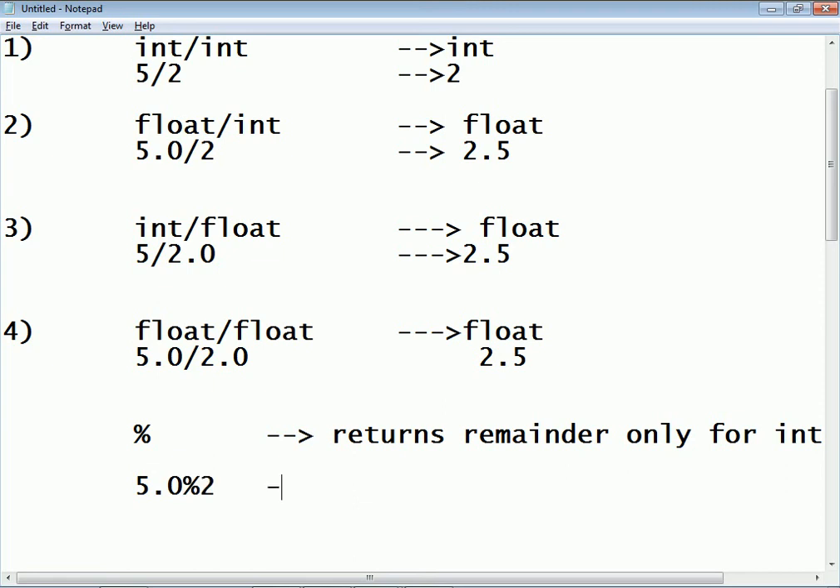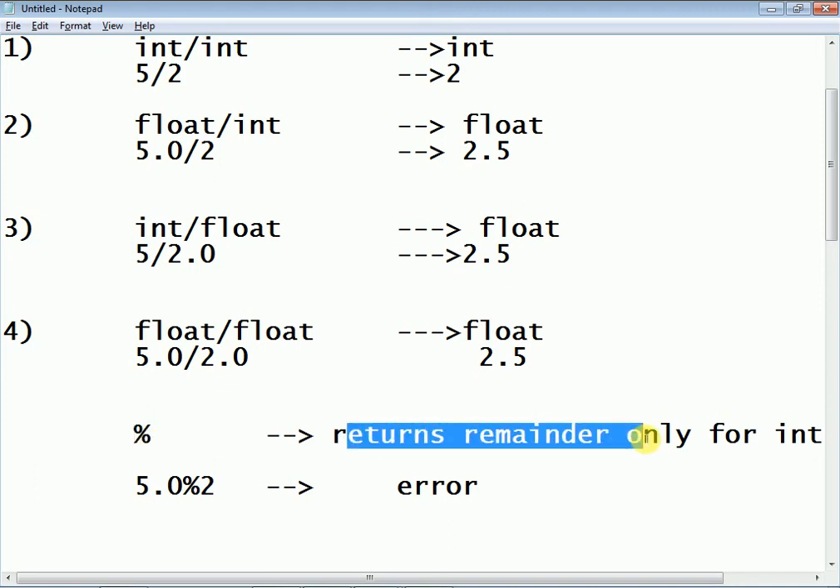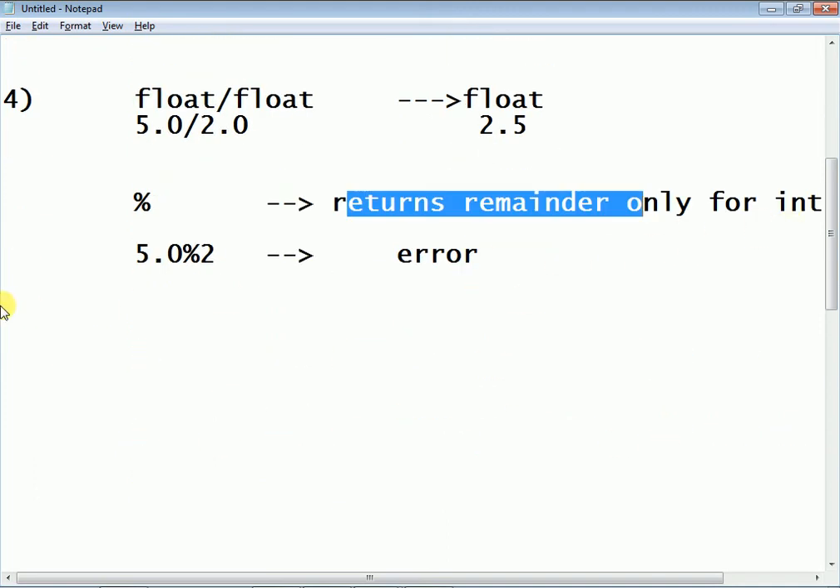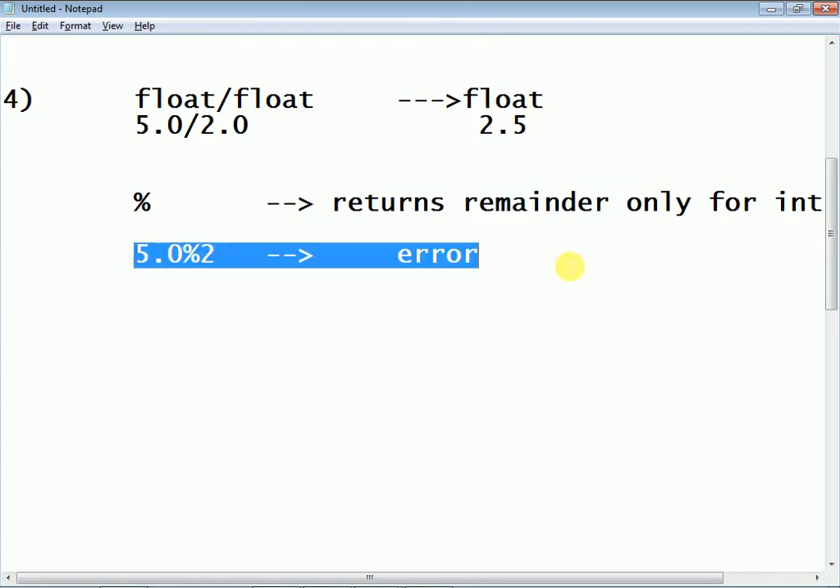In mathematics we would get a remainder of 2.5 or something, but here 5.0 percent 2 gives an error. In C language or any programming language, the percent operator returns the remainder only for integer numbers, not for other data types. If you write it like this, it gives an error.